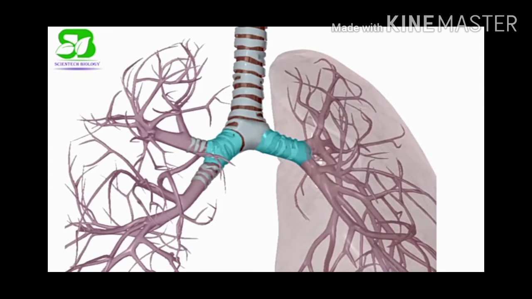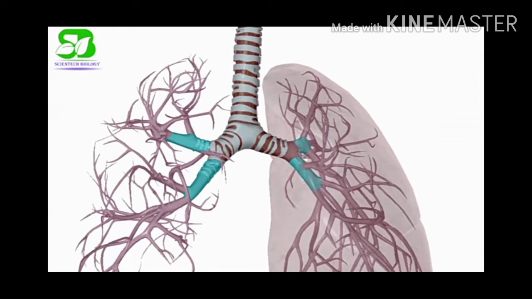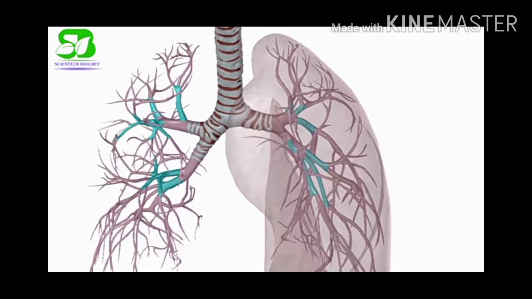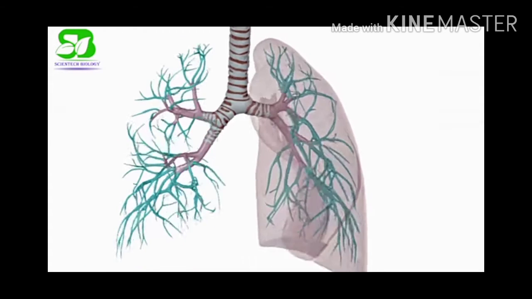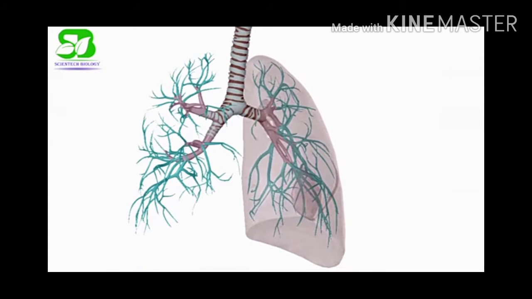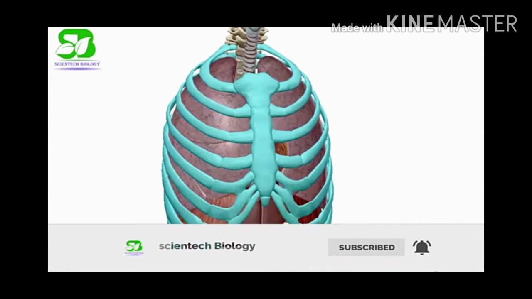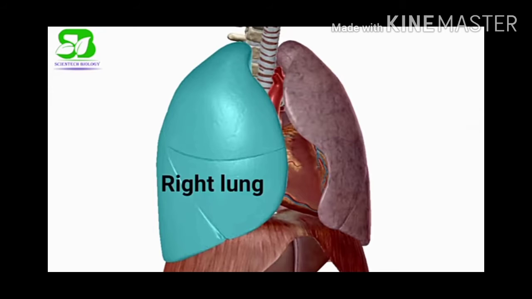The bronchi enter into the bronchioles, which progressively lose the cartilage and become narrow alveolar ducts. Each alveolar duct opens into a cluster of pouches called the alveoli.